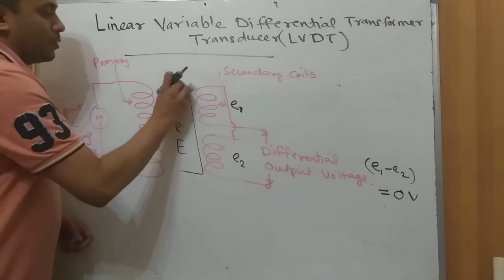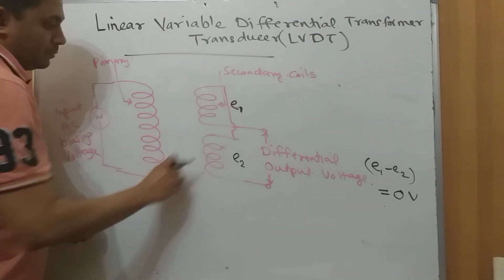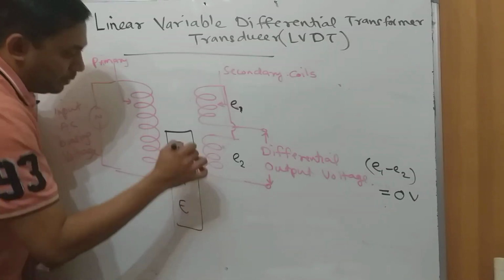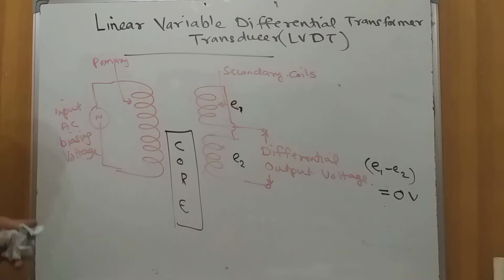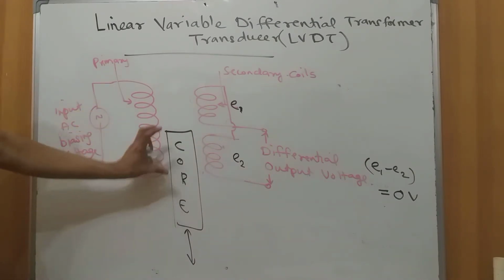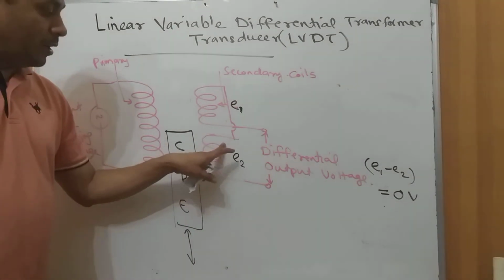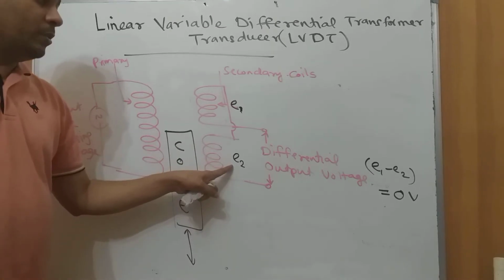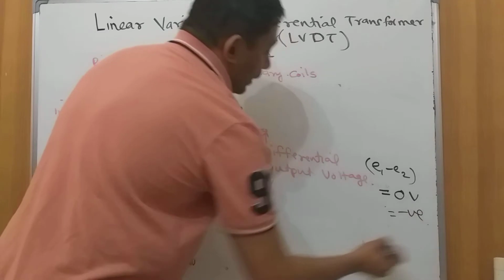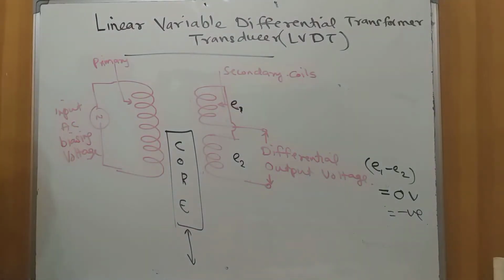Similarly, if the core is going below the coil, below the transducer, then it is occupying the lower part. As a result, this voltage, E2, is more than E1. As a result, we are going to have a negative voltage on the other side. So this is the basic mechanism of how the linear voltage differential transformer works.